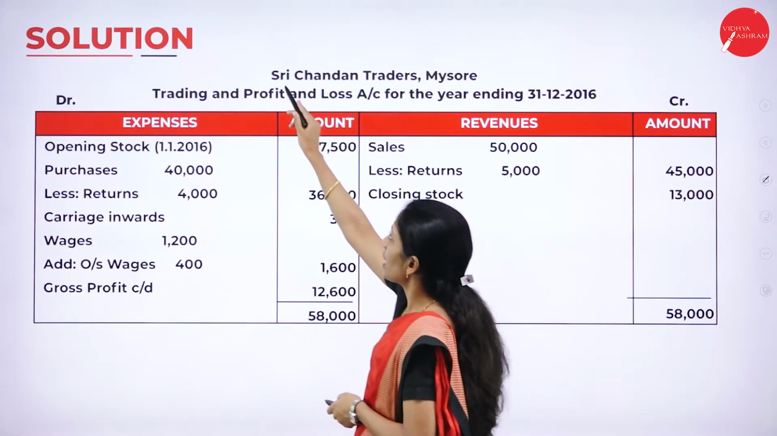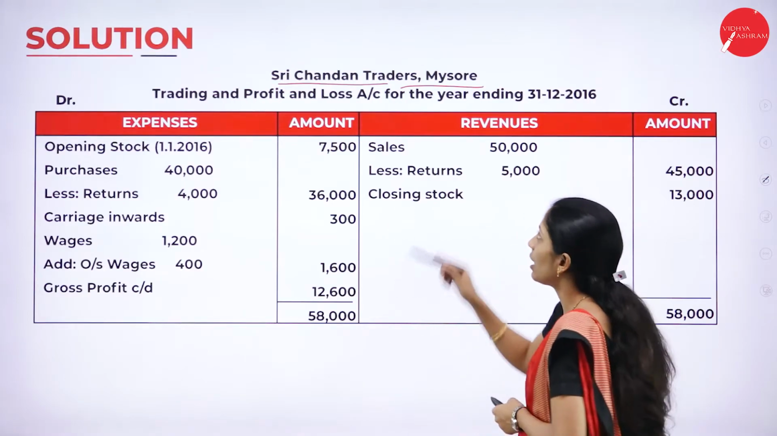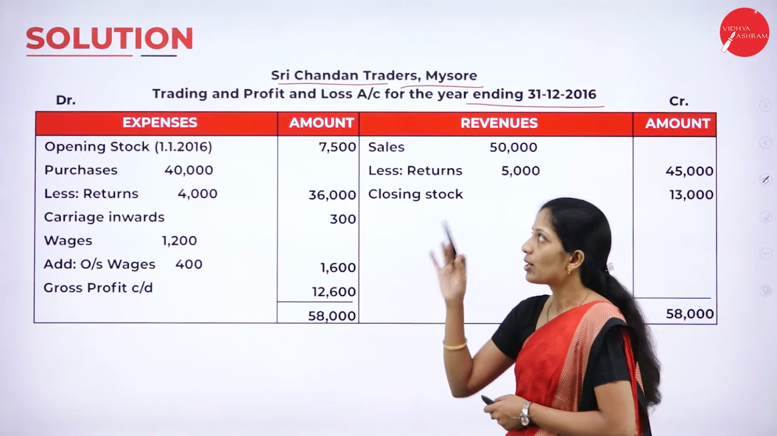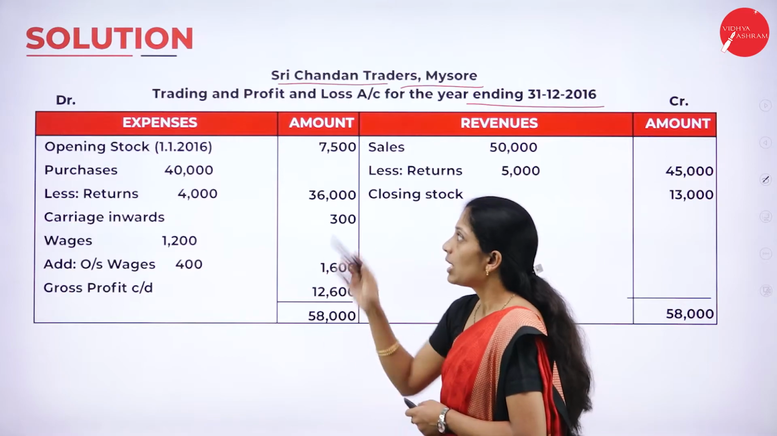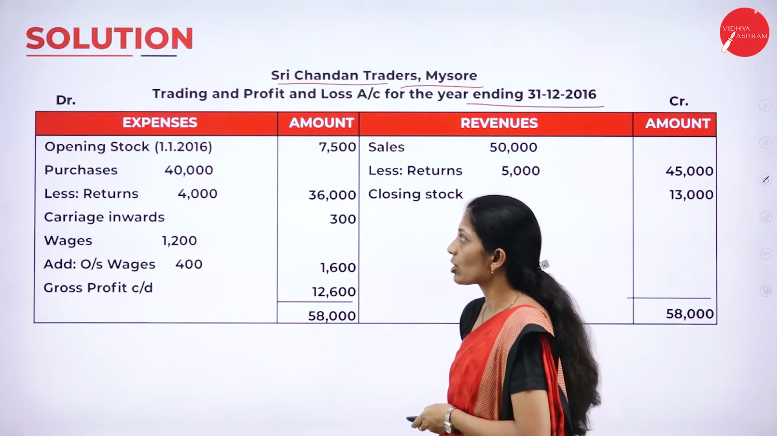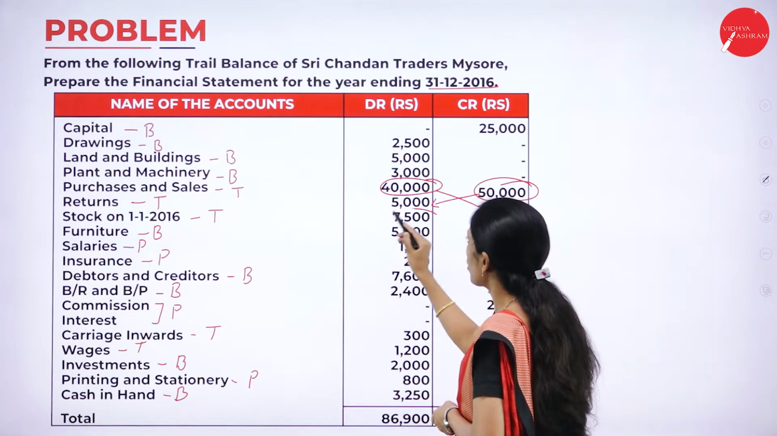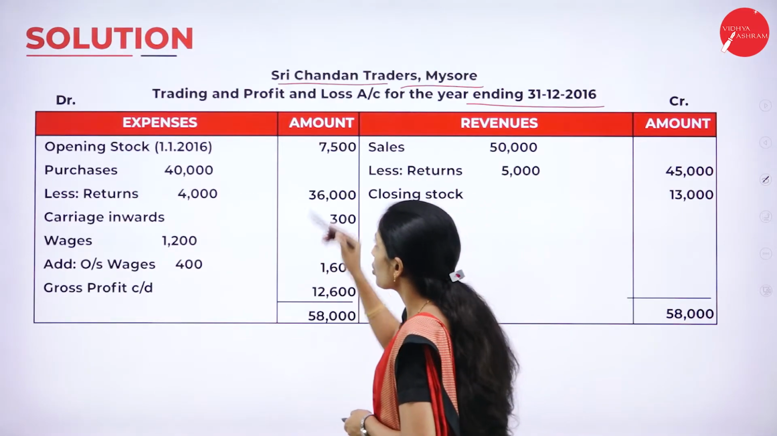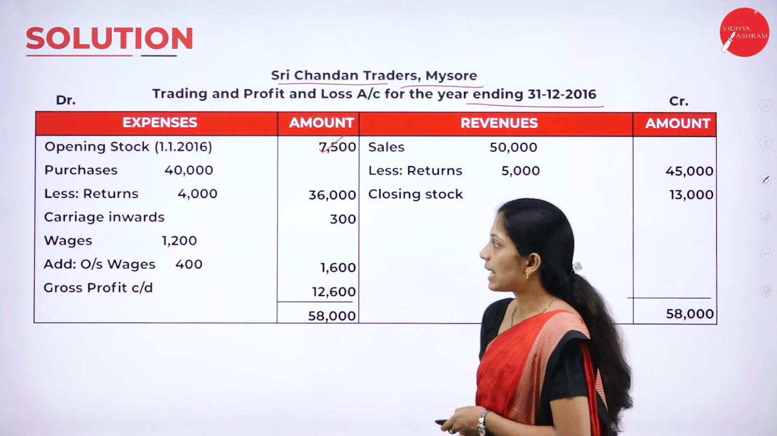So first we will write Sri Chandan Traders Mysore trading and profit and loss account for the year ending 31st/12/2016. So we have to prepare this trading profit and loss account together. So how do I start? We'll start with opening stock. So what is the opening stock? So opening stock, so they have given how much? 7,500. So take that opening stock. Opening stock 7,500.